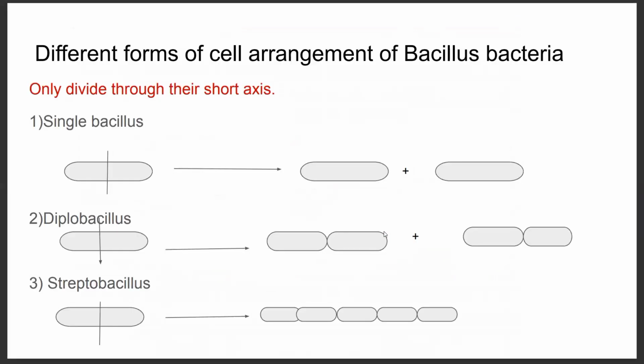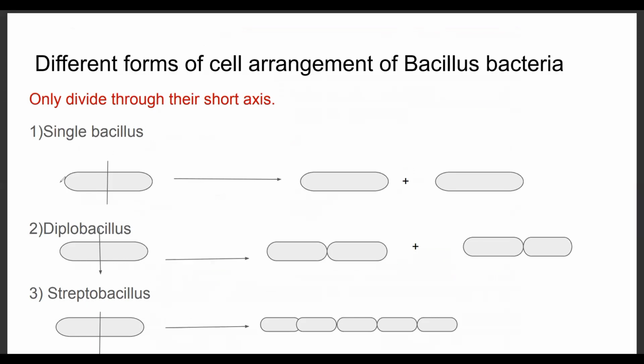Next one, different forms of cell arrangement of bacillus bacteria. Bacillus means rod shape, right? So here in bacillus, cell division takes place only through this short axis. If we take this one, you can see there is another axis, this long axis. Cell division doesn't take place through this axis. It takes place always through this short axis, okay? Short axis. So this is again another good MCQ point.